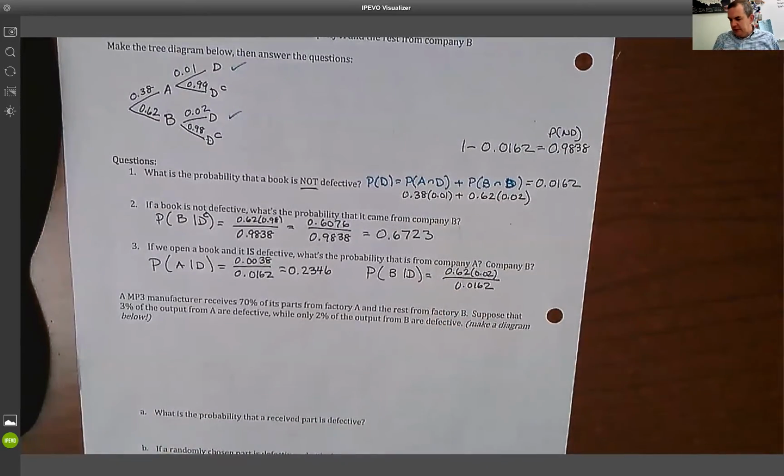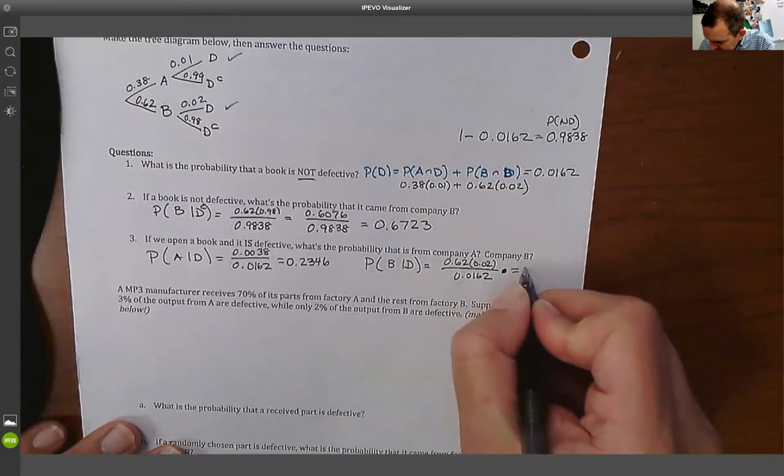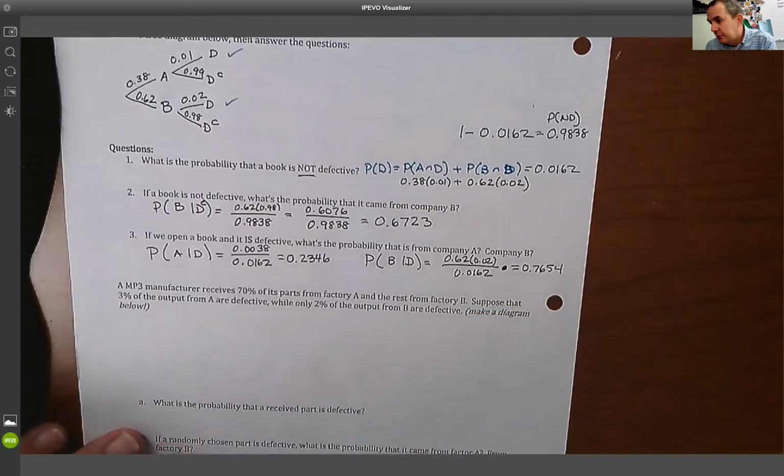So in that case, it's going to give me 0.62 times 0.02, and then I'm going to divide that by 0.0162. So in this case, there's about a 76% chance, 0.7654, that it's from B.